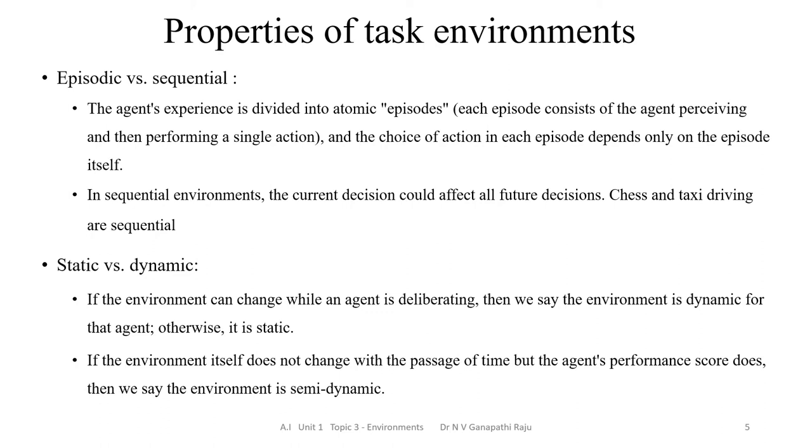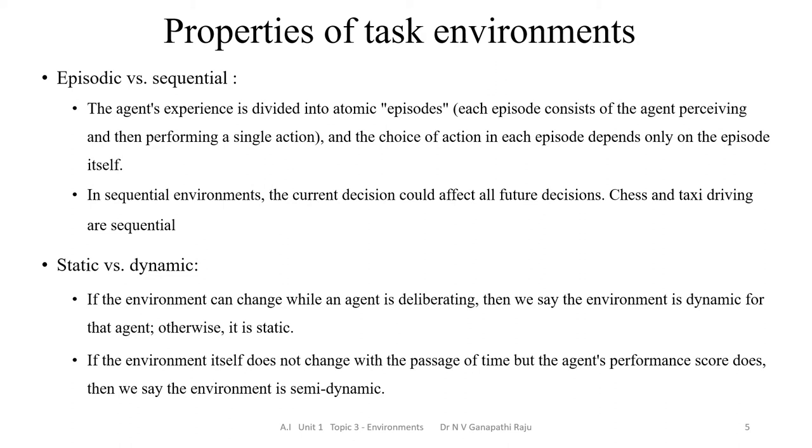Episodic versus sequential property. The agent's experience is divided into atomic episodes. Each episode consists of the agent perceiving and then performing a single action. The choice of action in each episode depends only on the episode itself, which comes under episodic. Whereas in sequential environments, the current decision could affect all future decisions. For example, chess and taxi driving are sequential examples.